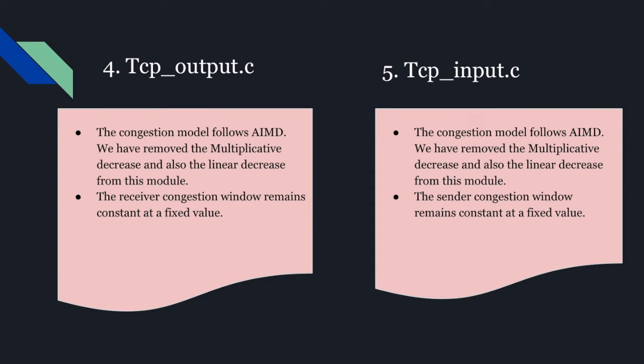The next is TCP output.c. In this, we remove the multiplicative decrease and linear decrease, and we gave a fixed value to the receiver congestion window. And lastly, the last module, TCP input.c, we remove the multiplicative decrease and also the linear decrease. And also we set the sender congestion window, we gave it a fixed value.